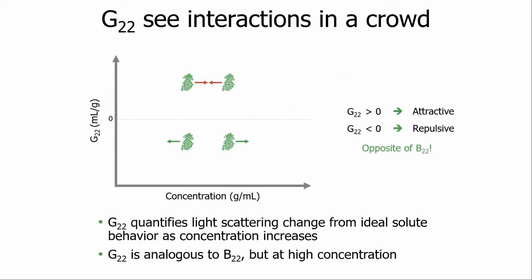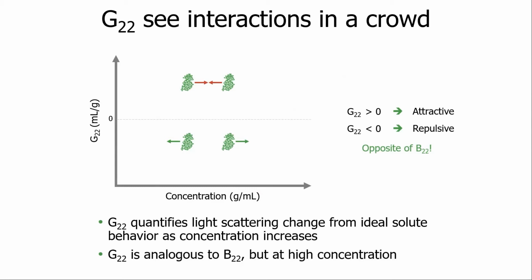Our last application is going to be looking at G22, which is also known as the Kirkwood-Buff integral. G22 takes a look at how our protein interacts with itself in a more crowded solution. So B22 is for a more dilute solution, up to about a maximum of, say, 10 or 20 milligram per milliliter. But G22 works best at concentrations that are much higher, from 50 milligram per milliliter all the way up to 100 milligram per milliliter and beyond.